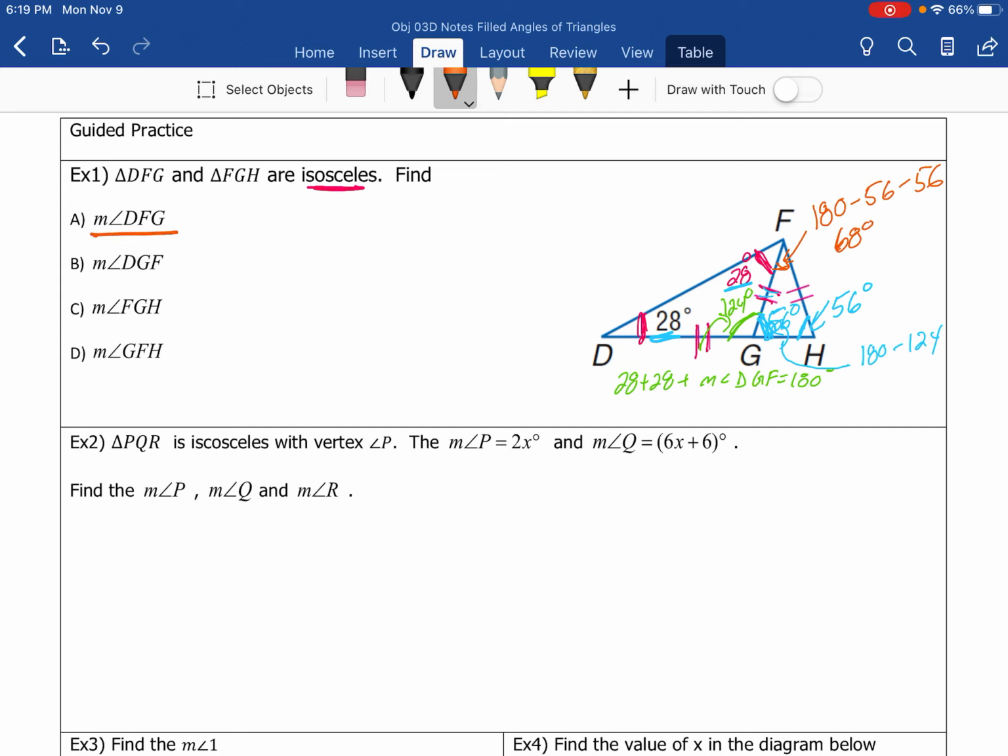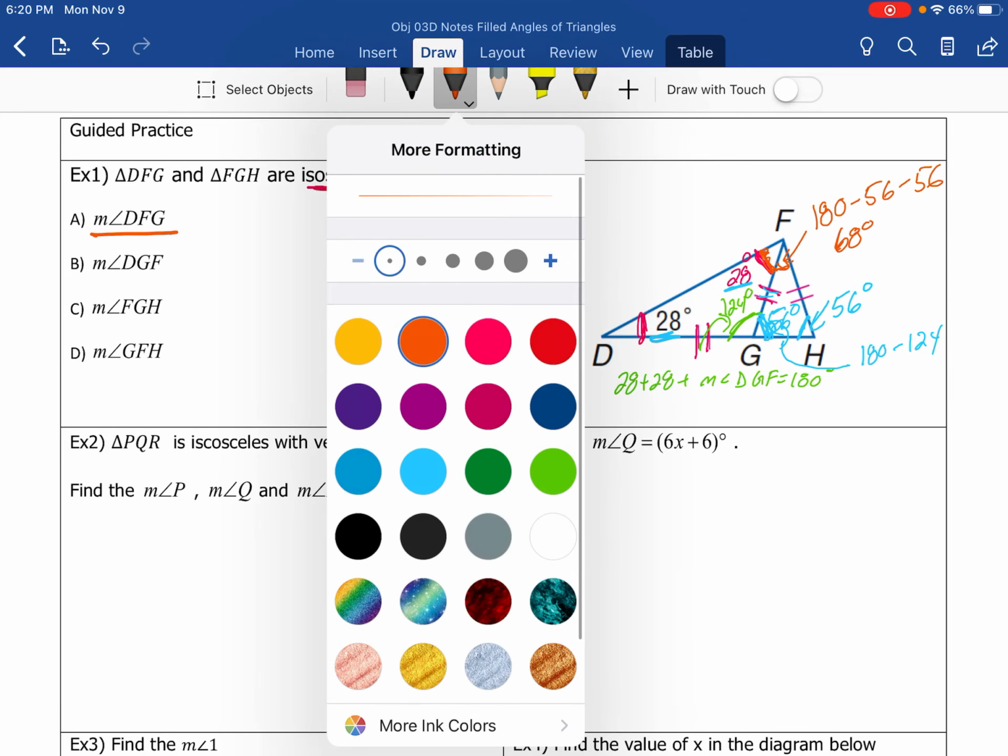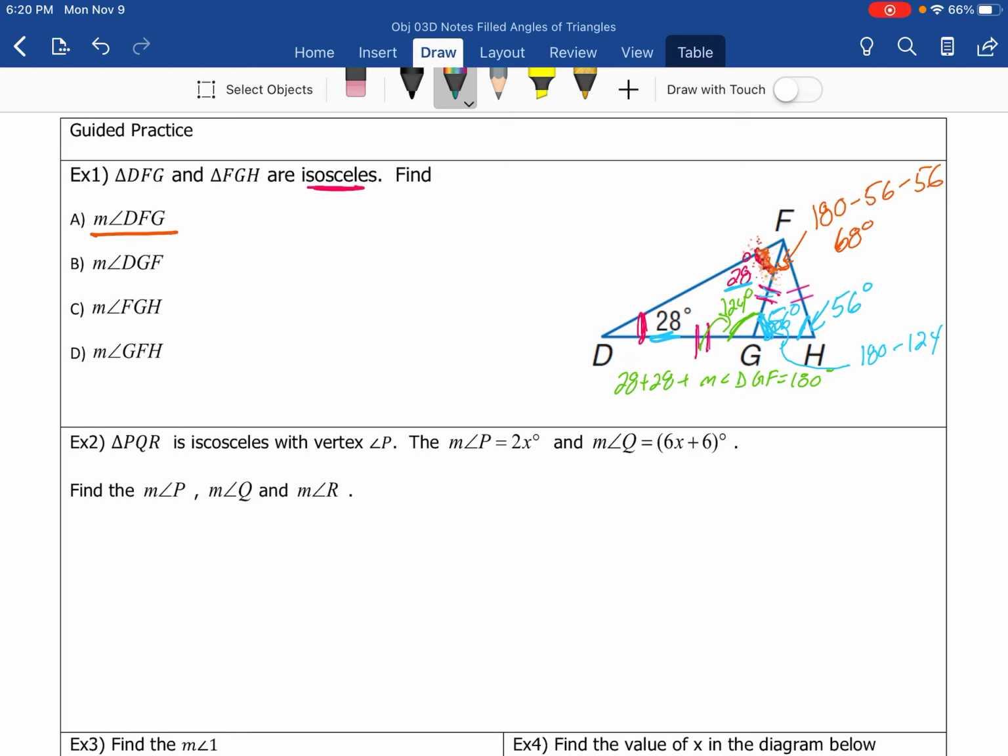And then I go through. DFG would be this angle right here, and we knew that was 28 degrees. DGF, this angle, which would be the vertex angle, is 124 degrees. FGH, this one right here, was 56 degrees. And GFH was 68 degrees. There are other ways to do this. That's just the way that I thought about it.